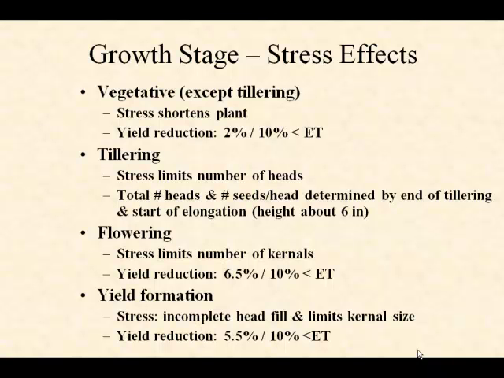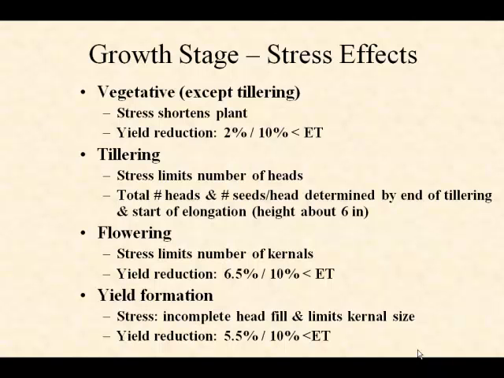Tillering, you limit the number of heads, and you limit the size of the head as well. So vegetative, you don't do much in terms of yield reduction if you have a 10% shortage in water application from what would be acceptable. If you have that same 10% deficit in irrigation relative to ET during flowering, you're going to limit it by 6.5 to 7%.